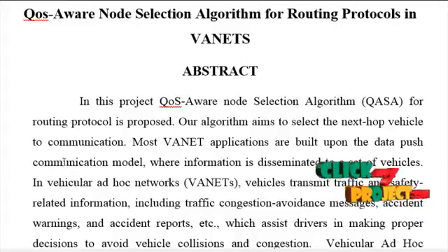In vehicular ad hoc networks, vehicles transmit traffic and safety related information, accident warnings and accident reports, etc., which assist drivers in making proper decisions to avoid vehicle collisions and congestion. Vehicular ad hoc networks are created by applying the principles of mobile ad hoc networks, the spontaneous creation of a wireless network for data exchange, to the domain of vehicles. They are a key component of intelligent transportation systems.